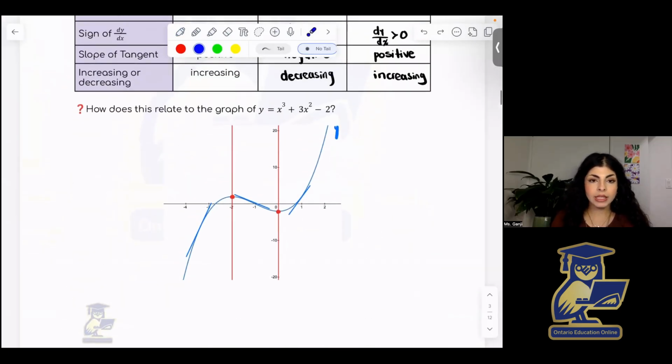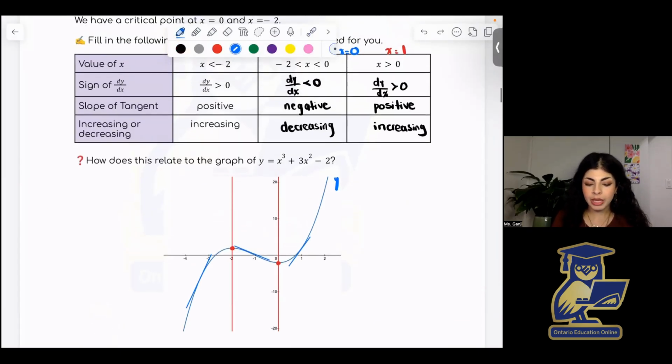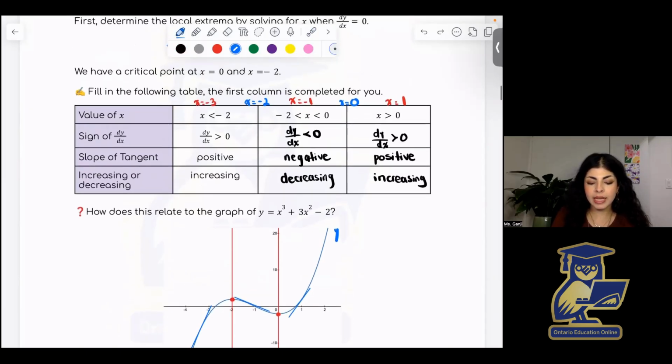And one last thing you should add here when solving these problems is writing your answer as a concluding sentence. So the function is increasing when x is less than -2 and x is greater than 0, and the function is decreasing when x is between -2 and 0. And these are exclusive intervals because x equals -2 and x equals 0 are the critical points, so they're not actually increasing or decreasing, they're just critical points.